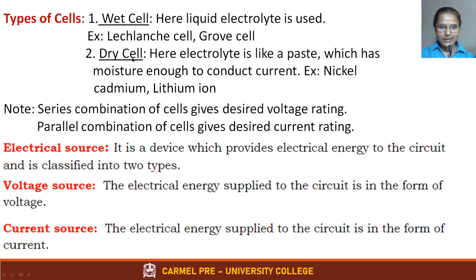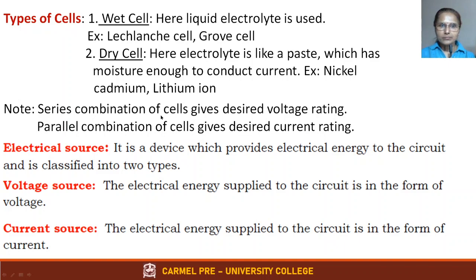Whereas a dry cell is portable. You can move it, because here the electrolyte is like a paste, and it has enough moisture to conduct electricity. For example, nickel cadmium batteries or lithium ion batteries, which you use in your cell phone. These are all dry cells. These are the two types of cells.